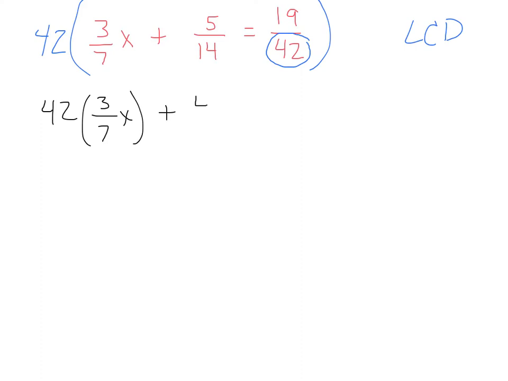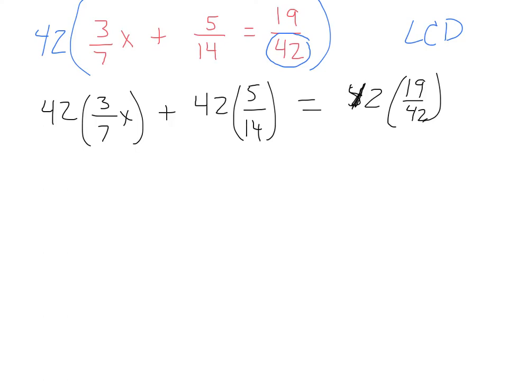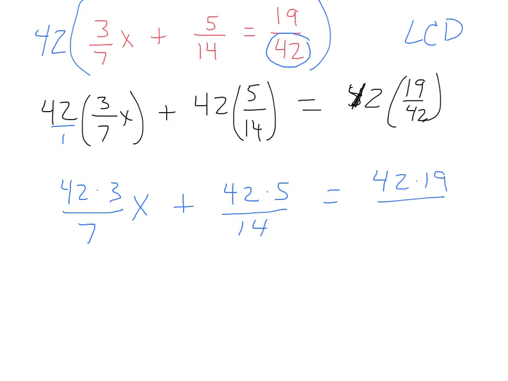Multiplying the first idea, keep the signs the same as you multiply the second. And lastly, oops, you've got, this is a 42 multiplying 19 over 42. So that'll work out nicely. Now we've got 42 multiplying 3 over 7, and you still have this x. Next, 42 is multiplying 5 over the 14, and lastly 42 is multiplying 19 over the 42.